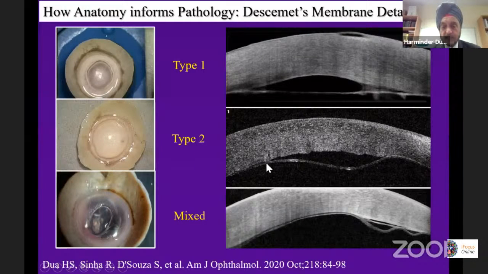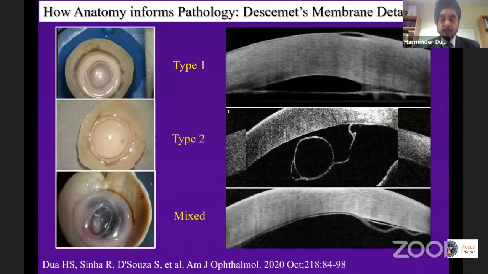So Descemet's membrane detachment is not just this, which is what we thought it was, what we've been taught and what we believe. It is this and this. And these together are more often than this alone. And you will find that now if you go back and look with OCT at all your Descemet's membrane detachments, they're of these different types. And sometimes the type 2 detachment can be torn, and then it curls up like that.